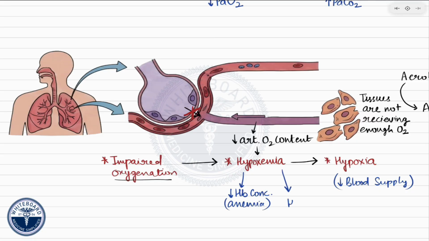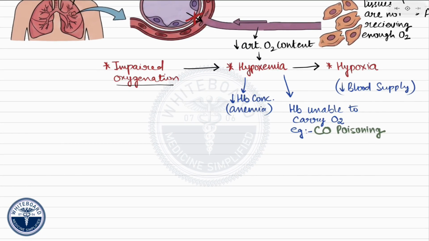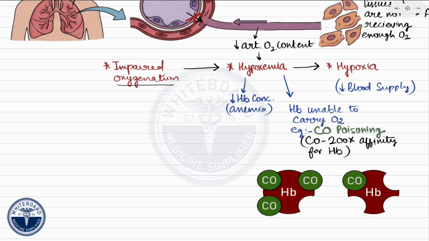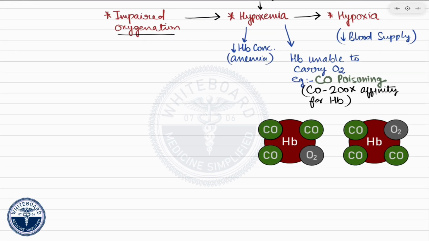Another possibility is that the hemoglobin itself may not be able to carry oxygen normally, for example in carbon monoxide poisoning. Carbon monoxide has about 200 times greater affinity for hemoglobin than oxygen, so it binds very strongly to hemoglobin and occupies the oxygen binding sites. As a result, less hemoglobin is available to carry oxygen, and the hemoglobin that has bound carbon monoxide also holds onto its remaining oxygen more tightly, making oxygen unloading to the tissues more difficult. Therefore, the total oxygen carrying capacity of the blood decreases, which can lead to tissue hypoxia.